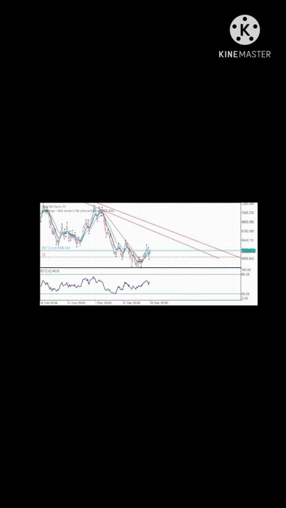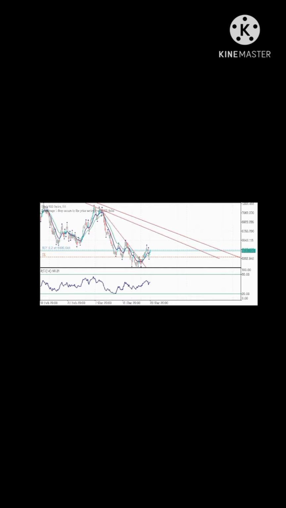Which means resistance breakout must have occurred in the previous trend. This one is not the overall trend, but the previous trend, which is this one. From here to here is the previous trend. So this trend line I'm drawing now is to know the point of breakout. So this is the last breakout.